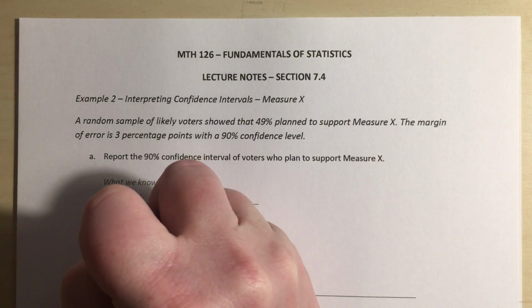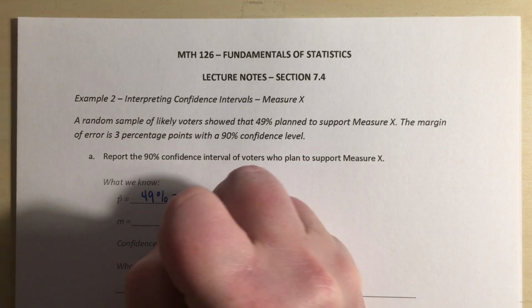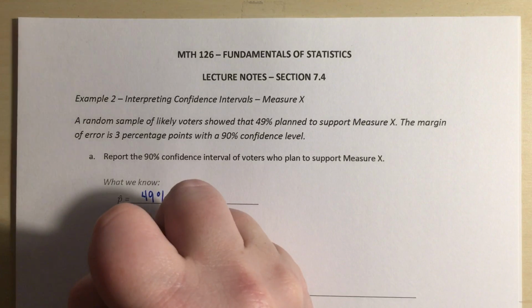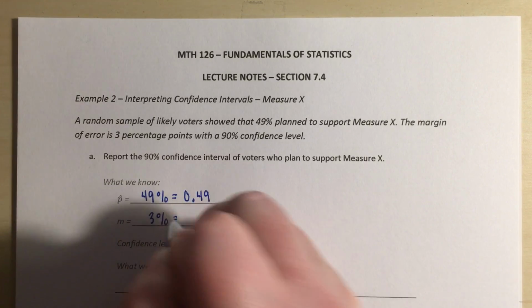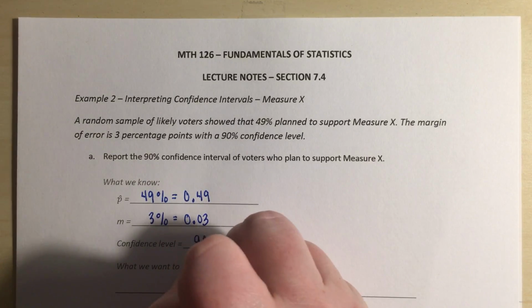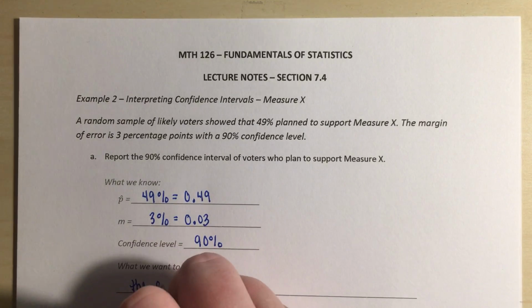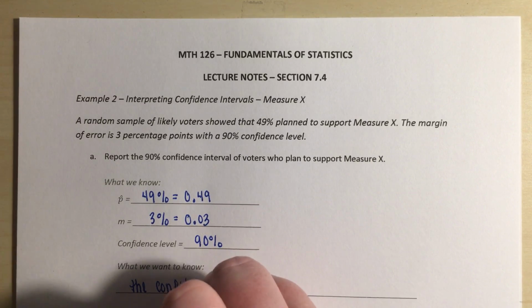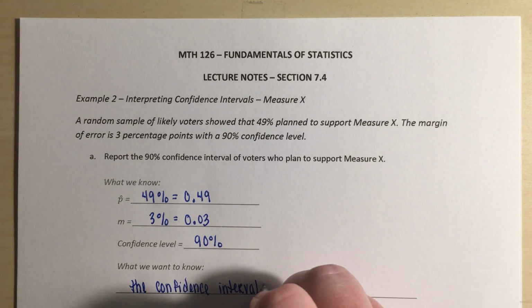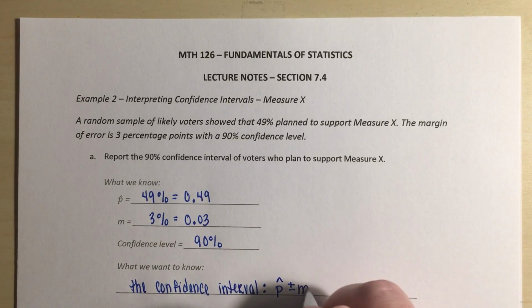So our p hat is our sample proportion. So that is our 49%, and we change 49% to a decimal, 0.49. M is our margin of error. We're told it is 3 percentage points, so 3% is 0.03. Our confidence level, we're told, is 90%, and we are again looking for the confidence interval. And our confidence interval is found by taking p hat plus or minus m.